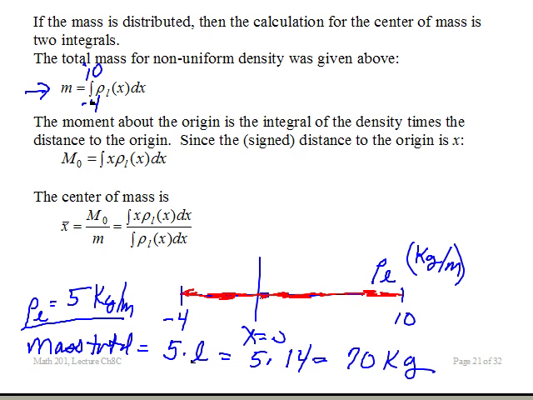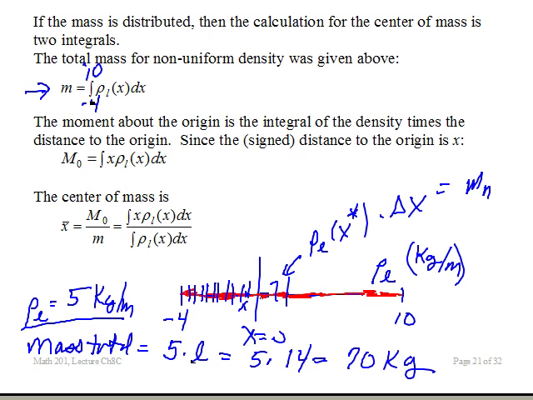To find the moment, we need to multiply each one of these by their location. We could do the usual, hack this up into little discrete sections. In each section, the mass will be the representative density in this mesh, times delta x. Then we add up all these little masses for each little section, take the limit as the number of sections goes to infinity, and end up with the definite integral. In this case, it's going from minus 4 to 10.